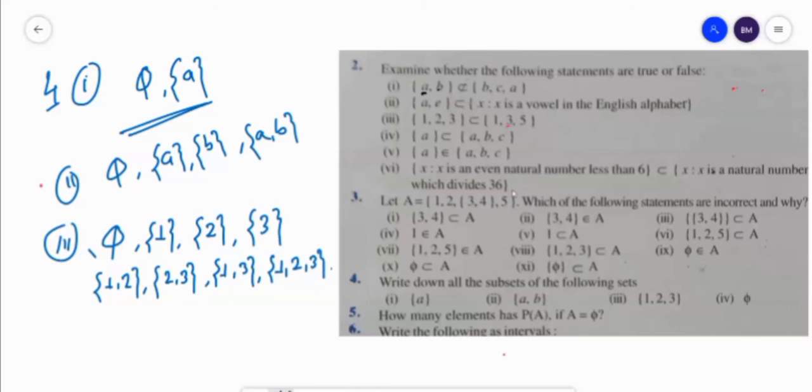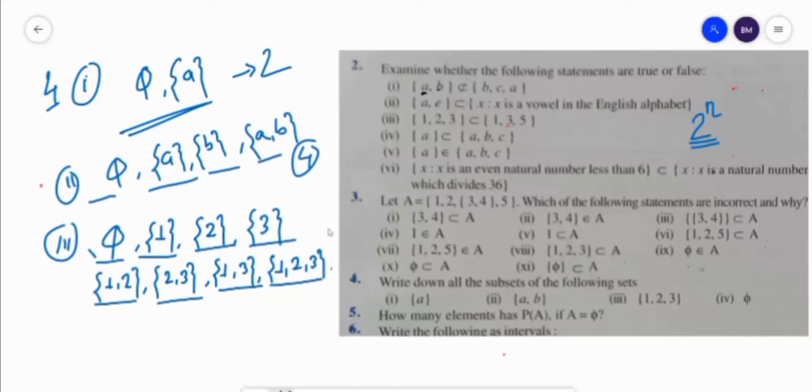Actually, we know that for any set, the number of subsets of a set containing n elements is 2 to the power n. Check that. Number 1 contains one element, so the number of subsets is 2. Next, containing two elements, the number of subsets is 1, 2, 3, 4, that is 4. Next, containing 3 elements, it will be 2 cube, that is 8. Check 1, 2, 3, 4, 5, 6, 7, 8. So the number of subsets is 8.